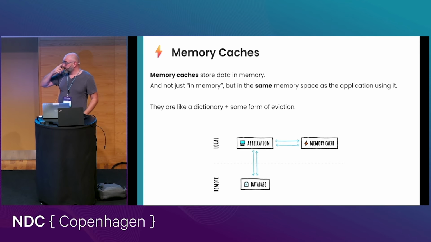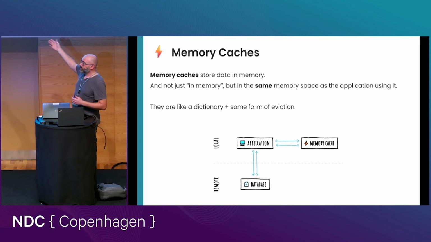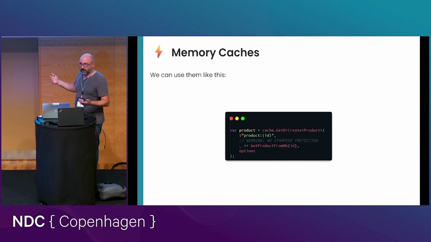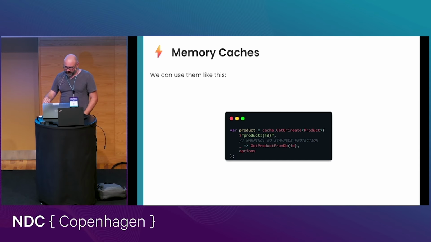And as you can see from the illustration, the application talks directly with the memory cache, and that is local, and remotely with usually a database or remote service, whatever. And this is how we can use them. So this is a memory cache, the one that you can find out of the box in .NET. And you can call cache.GetOrCreate. You can specify the type to have strongly typed results. You have a cache key, usually with a dynamic part, in this case the ID. And then we have the so-called factory, which is the way we ask the cache, hey, if there's a cache miss, so if the value I'm asking for is not in the cache, do this to grab the value from the database and then save it in the cache. And finally, usually some options.